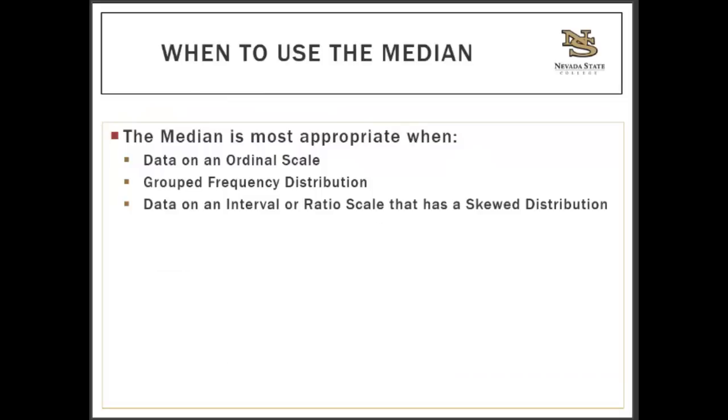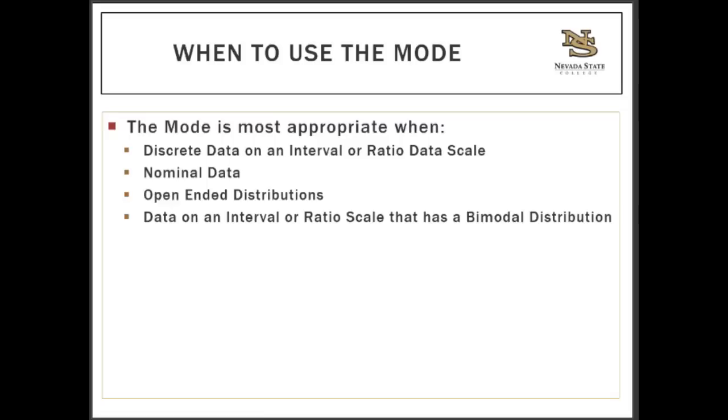So, when to use the median for descriptive purposes. When you have data that's on an ordinal scale, go ahead and use the median. And when you have a grouped frequency distribution, the median is appropriate. Remember, I said that in order to use the mean, you have to have data that's on an interval or ratio scale and that has a normal or rectangular distribution. Well, if you have data that's on an interval or ratio scale that has a skewed distribution, go ahead and use the median. And I'll show you pictures of this, the shapes of distributions and the measures of central tendency, here in a minute.